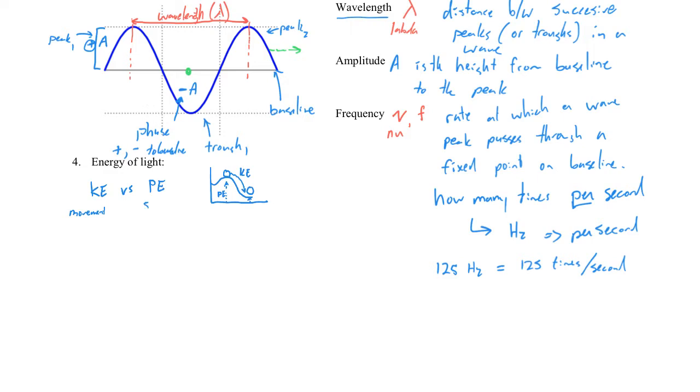And potential energy is stored energy based on position in a field or some other means. Okay, so KE is kinetic energy, that's movement energy. And potential energy is stored energy. Okay, so that's kind of the first basic thing.